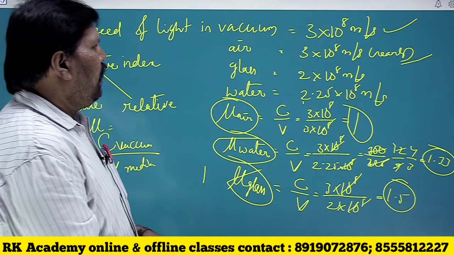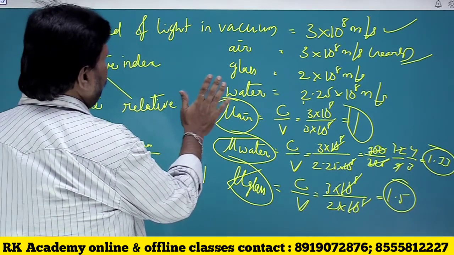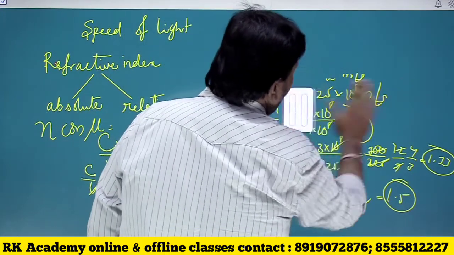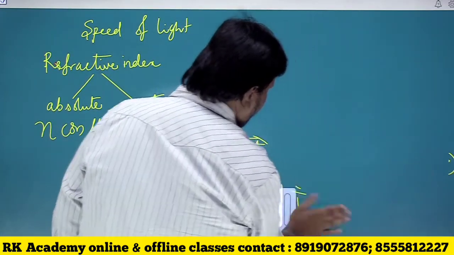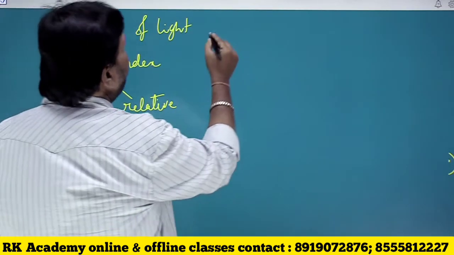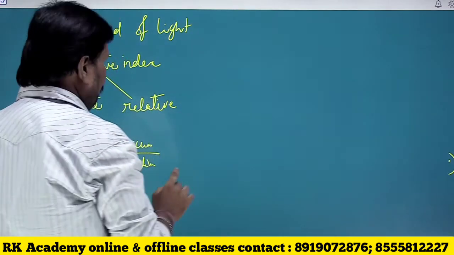Understand? And coming to these refractive indices. As I told you that n equal to C by V or mu equal to C by V.